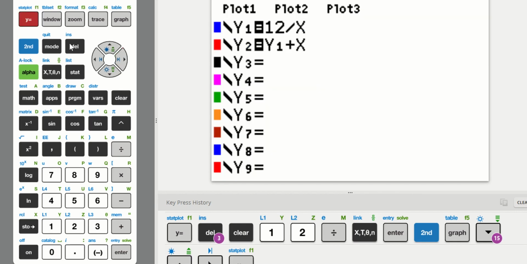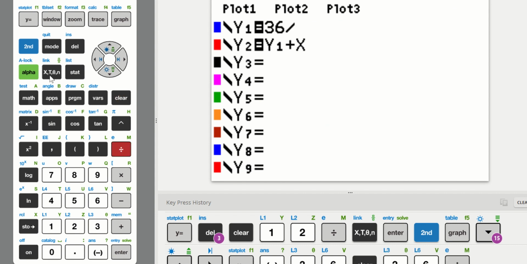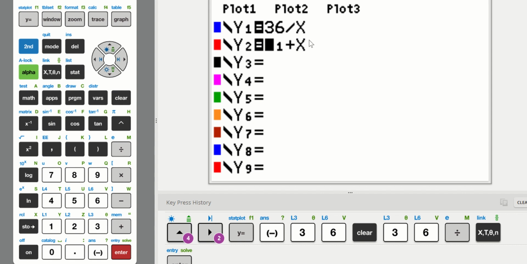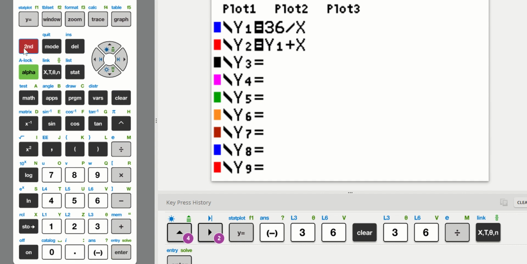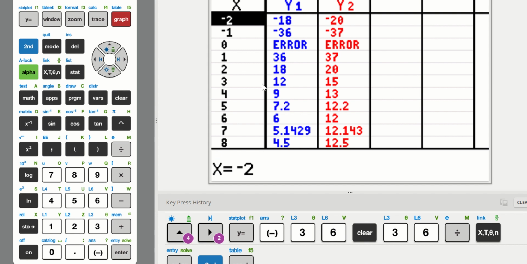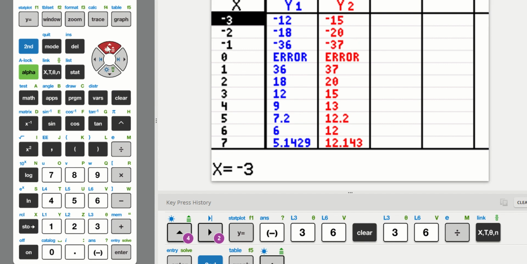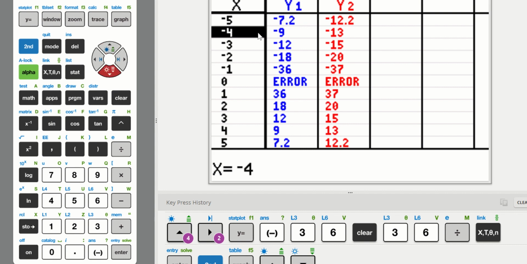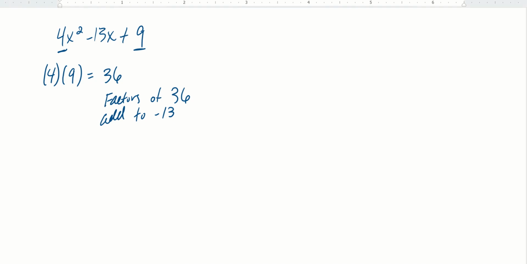I can go to my y equals, and I can do 36 over x. Keep the y1 plus x the same. I'm going to go to second graph, and I'm looking for factors that add to negative 13. And here I have negative 9 and negative 4 add to negative 13. So I know I need to use -4 and -9.